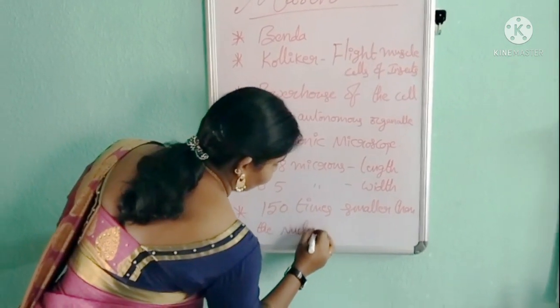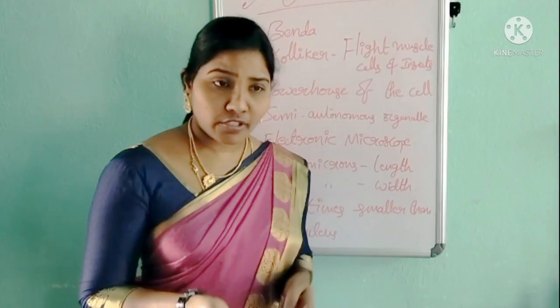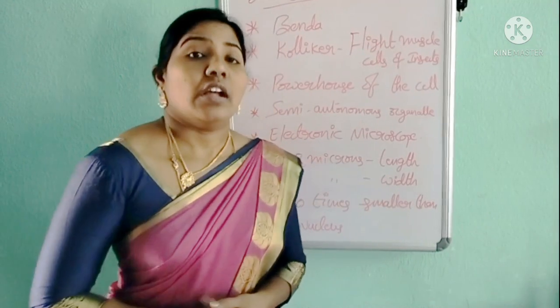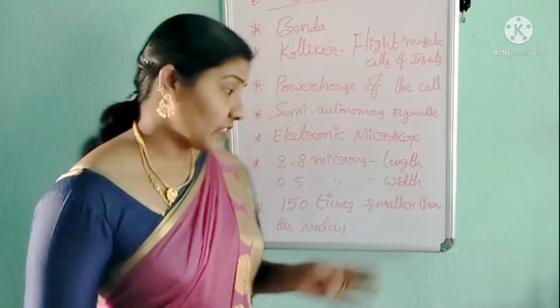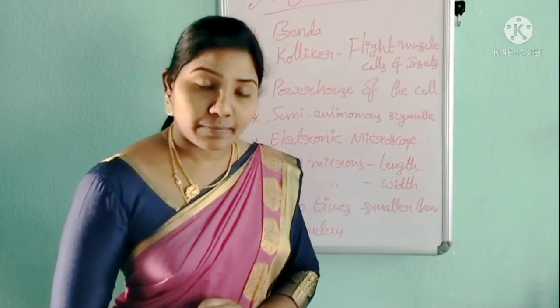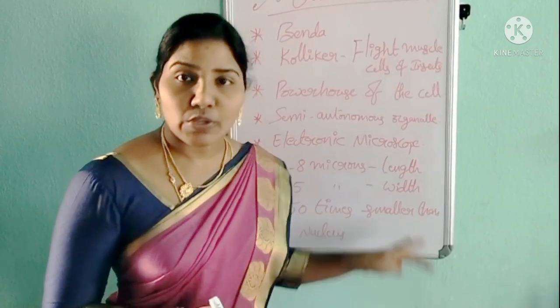In the cell, the nucleus is present. Of course, we already know that. So the nucleus is more clearly visible than the mitochondria. That means the mitochondria are 150 times smaller than the nucleus.